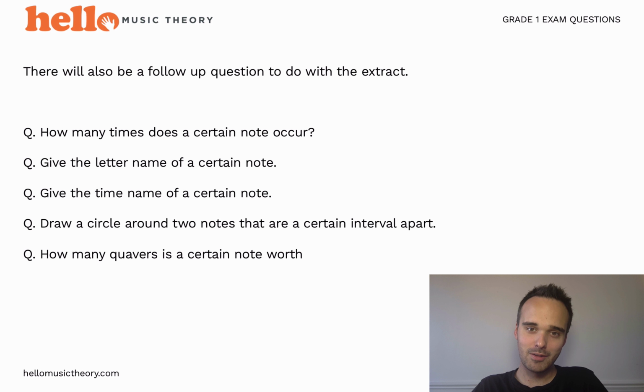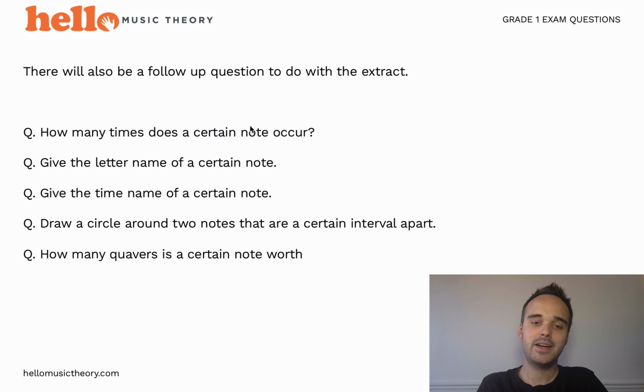Now, I've looked over a lot of the grade 1 past papers, about 7-8 years worth of them, and there's 3 every year, and I've had a look through, and I've tried to analyse what sort of questions could come up, and I've narrowed it down to these kind of 5 different types of question. Now, there could be other ones in different years. I can't say for certain, but it's probably going to be a variation on one of these 5 types of question. So they'll ask you things like, how many times does a certain note occur?